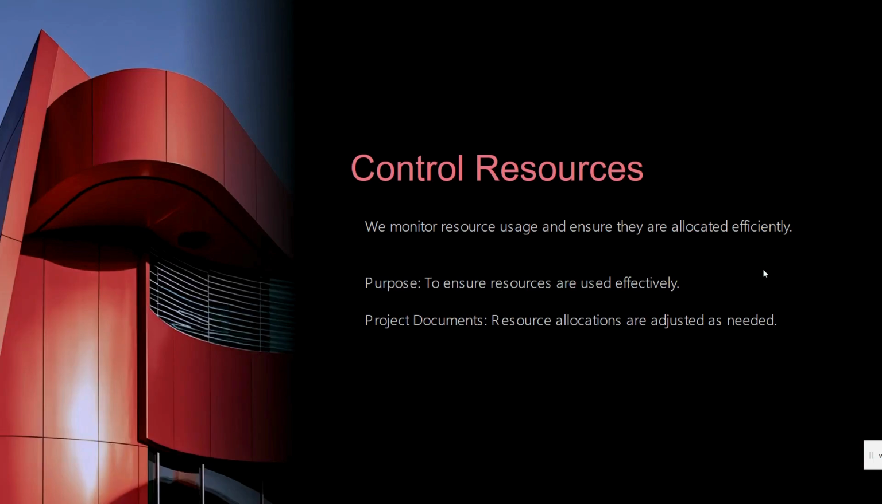After control quality, we have control resources. We monitor resource usage and ensure they are allocated efficiently. Managing resources like people, equipment, and materials is important. We need to make sure everything is being used efficiently to avoid wasting time or money. This process helps us monitor resource usage and make adjustments when needed. Its purpose is to ensure resources are used effectively.